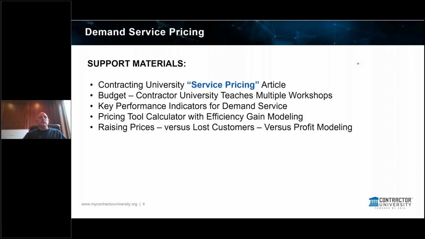As I mentioned, there are 17 charts. So plumbing, electrical, commercial service, commercial replacement, maintenance, et cetera. Those are all part of the breakdown. So all those KPIs are there. And then there's a pricing tool calculator. I built this years ago for my service manager to do exactly what we're talking about today.